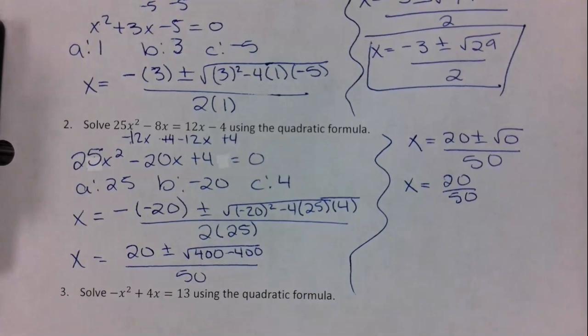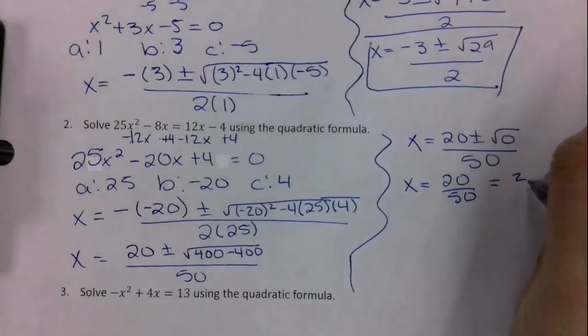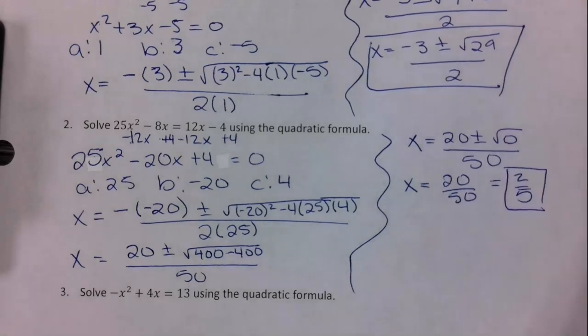Okay, so the square root of 0 is 0, so I don't need to write that piece anymore. So I just have 20 over 50. Should I leave it like that? What does it simplify to? 2/5. Questions on that one? That's it. I can't do anything else because of the 0. That just gave me one answer.